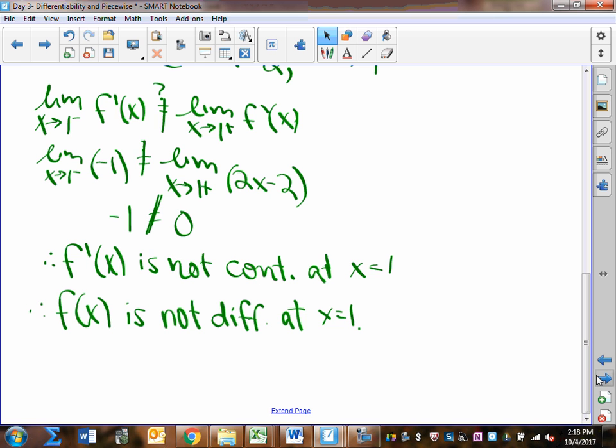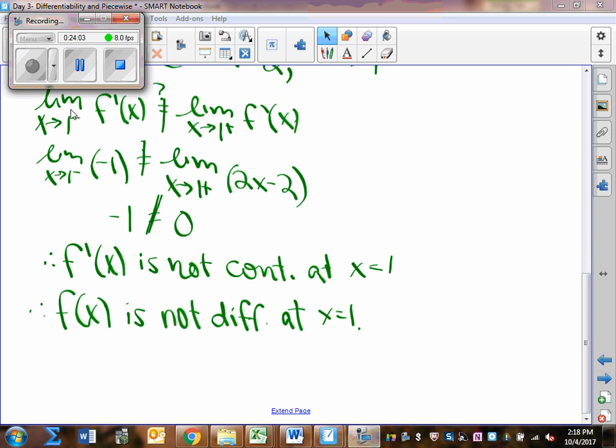Oh, sorry. f of x is not differentiable. We know that because my derivative is not continuous at x equals 1. Other questions on that? Yes. f of x is continuous. Yeah, it's just its derivative is not, so the original can't be differentiable. Other questions with this? Okay.